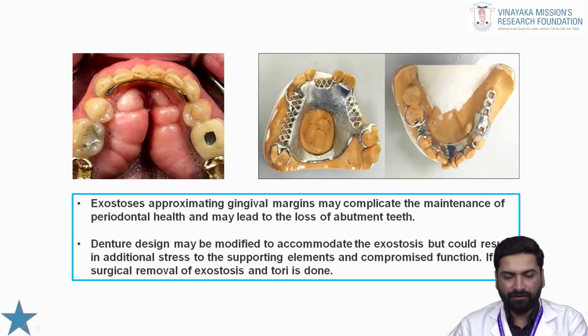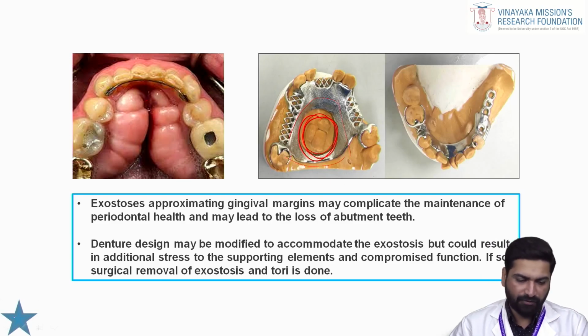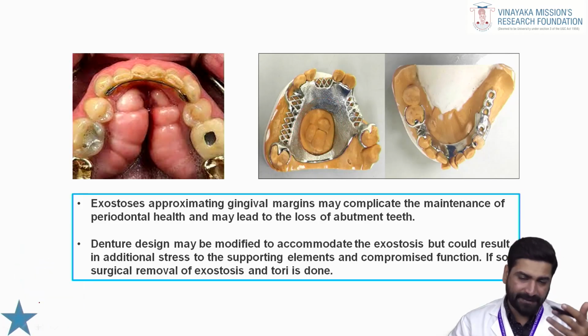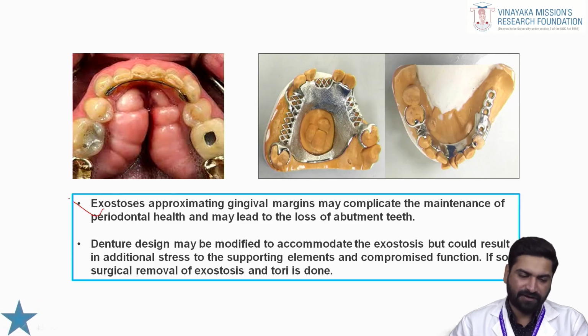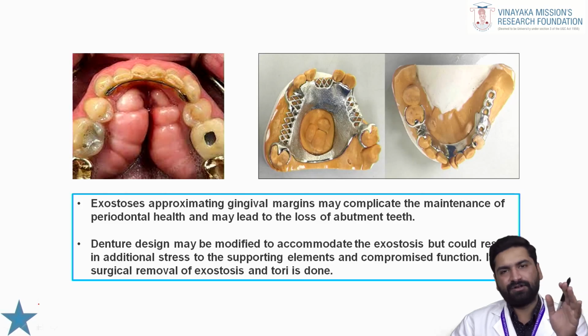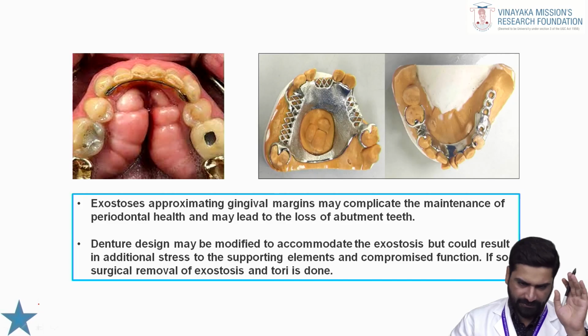Similarly, see, if you have a tori which is inoperable, that means you are not able to remove that, then you need to bypass that and make a design such that it is not affecting your path of insertion or removal. Even that modification can be done, but that cannot be applied in every scenario. I said in the very beginning that every scenario is different and it is going to vary from person to person. So based on the findings and the clinical situation, you need to decide whether you will go for a bypass of that structure or you need to eliminate that structure.